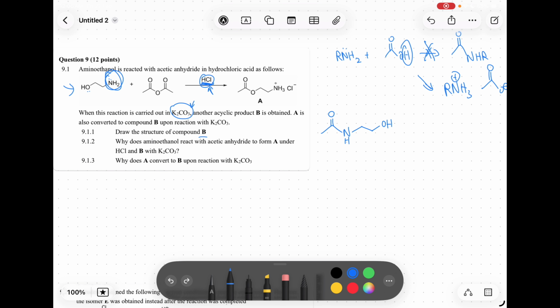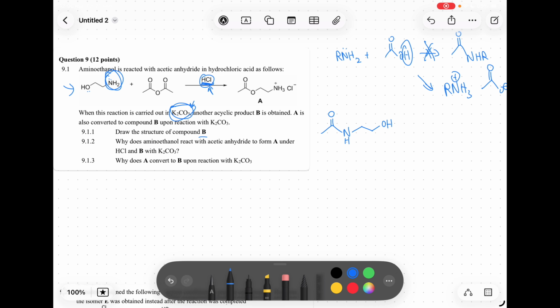And you can check the pKa values for these two groups, and you will see that NH2R is a much stronger base than alcohol. So yeah, that's why this gets protonated first.